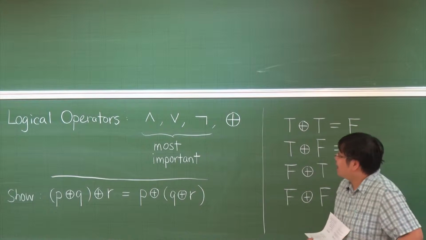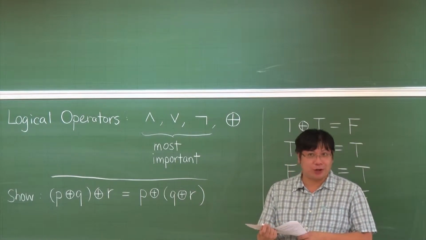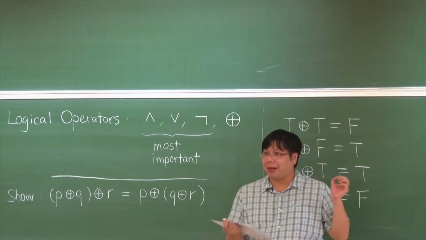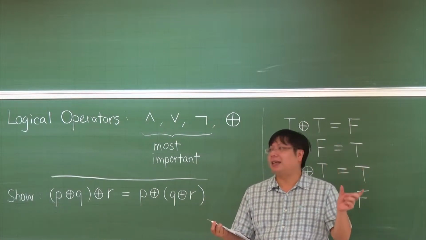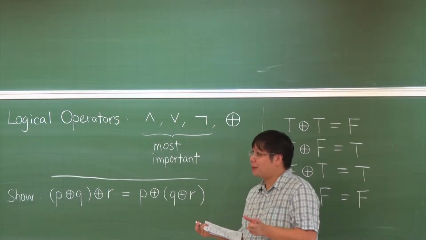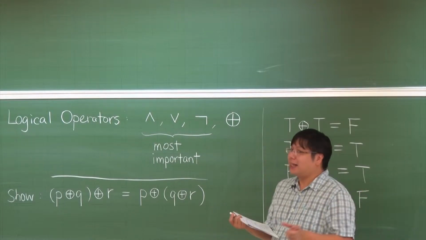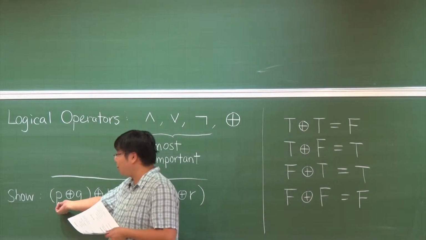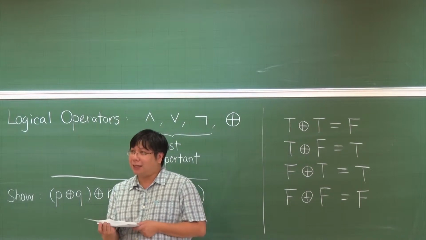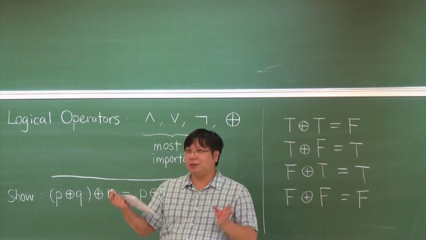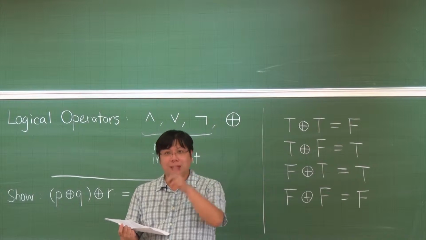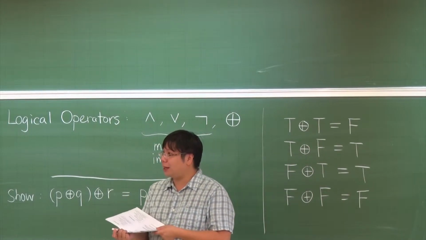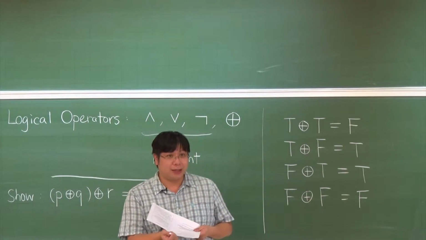So last time we were introducing some logical operators. I hope you still remember what a proposition is. A proposition is a statement that is either true or false, but not both. When we have a proposition, we can use a variable like P, Q, R to represent it. We may use P to represent the proposition 1 plus 1 is equal to 2, or we may use Q to represent another proposition like 2 plus 2 is equal to 3.